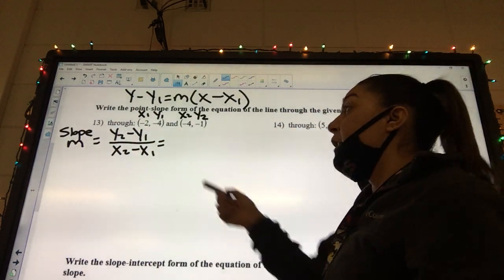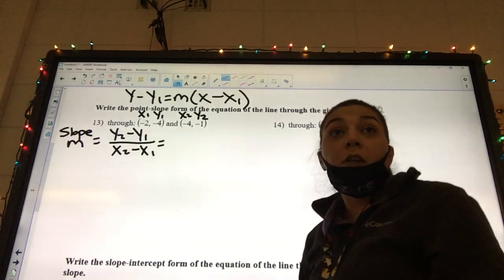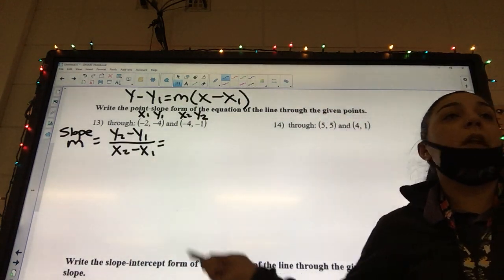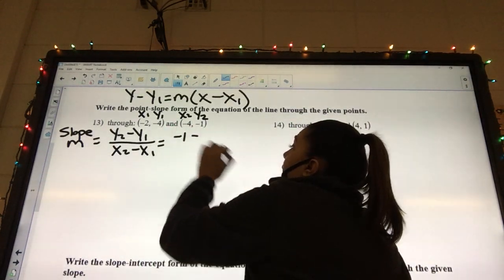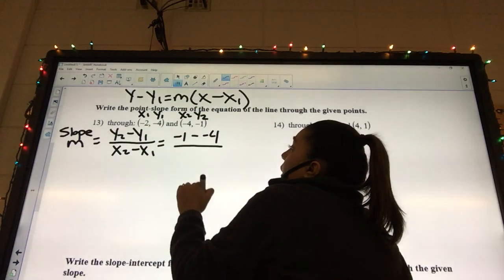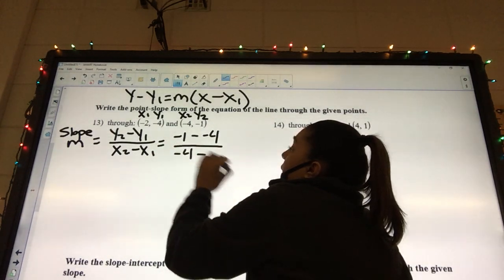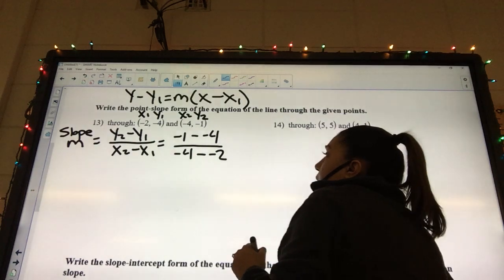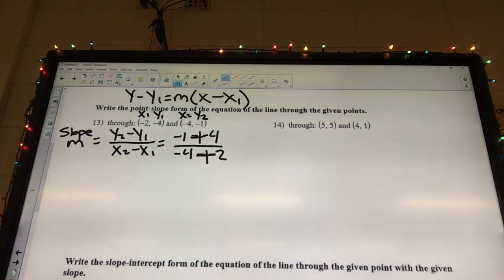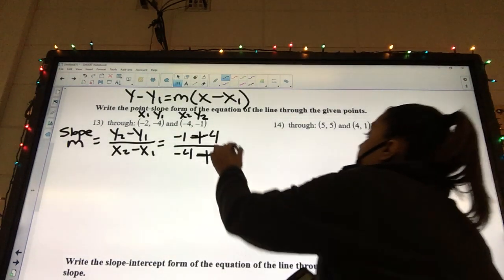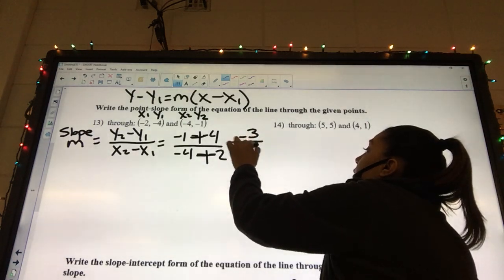Okay, so on these problems, now that we're getting into the harder ones where you gotta do a lot of math, write down every single step. I'm writing down, okay, so I got negative 1 minus negative 4, over negative 4 minus negative 2. Okay, well these minuses are a plus, and I'm just going to type this in on the calculator and it'll spit it right out for you. Okay, so I'm going to have negative 1 plus 4 on the top, and then I'm going to have negative 4 plus 2 on the bottom. So my slope is going to be negative 3 over 2.